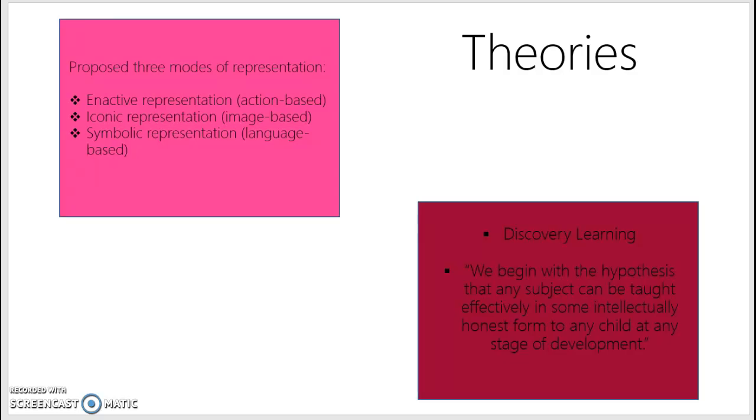To talk about his main theory, which was discovery learning, we have to talk about what's up here in the pink, and that's the proposed three modes of representation, which are enactive representation, which is action-based, iconic representation, which is image-based, and symbolic representation, which is language-based. And then I just have a quote in the bottom there: We begin with the hypothesis that any subject can be taught effectively in some intellectually honest form to any child at any stage of development. So we'll talk about all those in a minute.